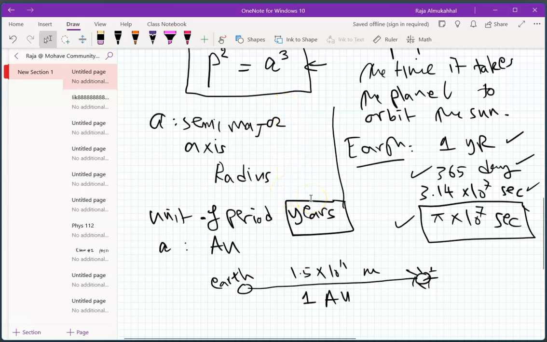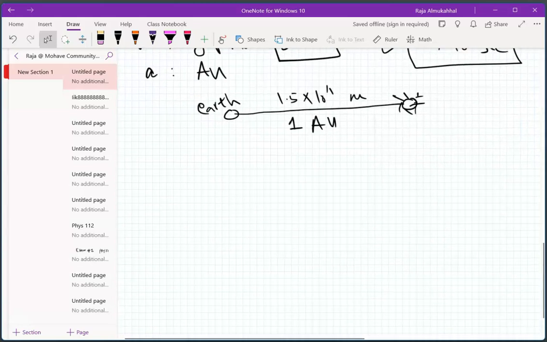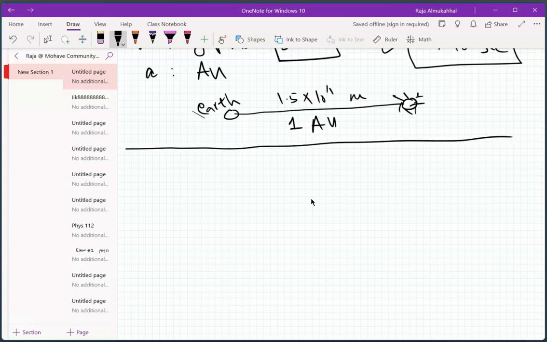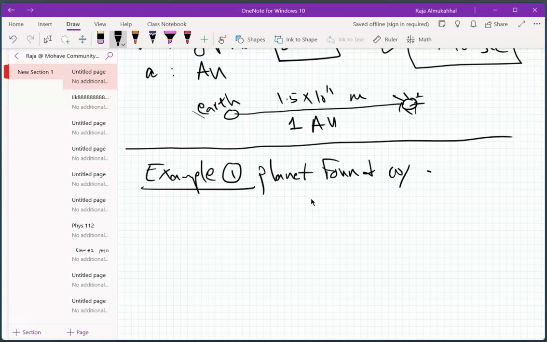Okay. So let me give you an example. I have some examples here in my notes, and there are some examples that you will notice under the homework presentation. And you may see it also on the exam. So here's an example. Example 1. It says we have a planet found with an orbital period of 64 years. All right.